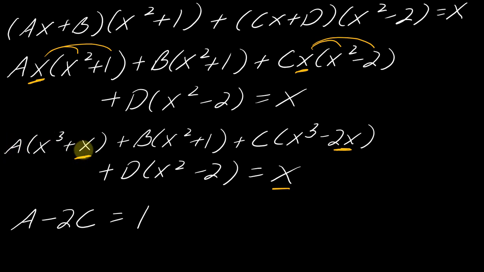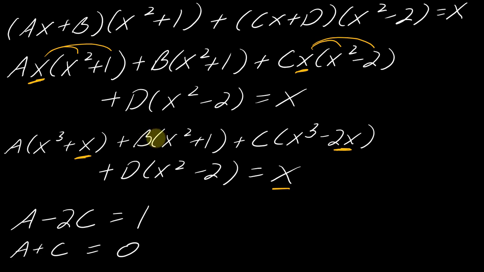So that's ax plus negative 2cx equals 1x. And I've just gotten rid of all the x's and written it like this, okay? So there's one part. And I still have to set up these other equations. So let's see. I have my cube terms. So I have a cubed, and then where's my other cubed? C cubed. So that's going to be a plus c equals 0.